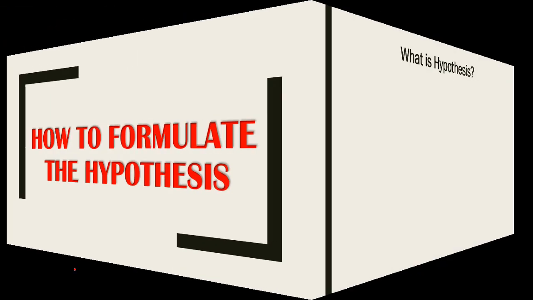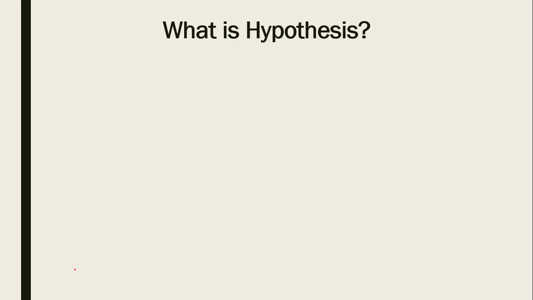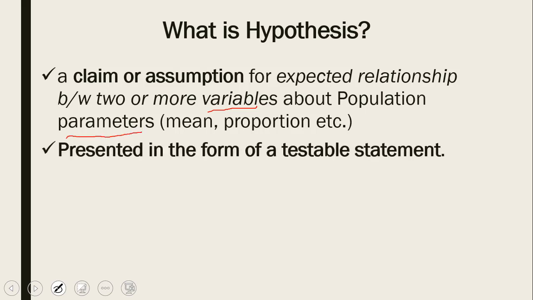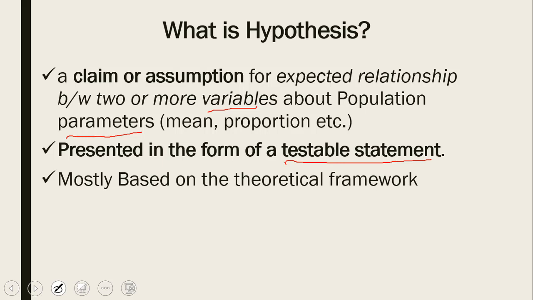Let us begin. First, let us understand what is hypothesis. Hypothesis is a claim or assumption for any expected relationship between two or more variables about population parameters. This hypothesis should be presented in the form of testable statement, and this is mostly based upon the theoretical framework developed by the researchers based upon literature review.